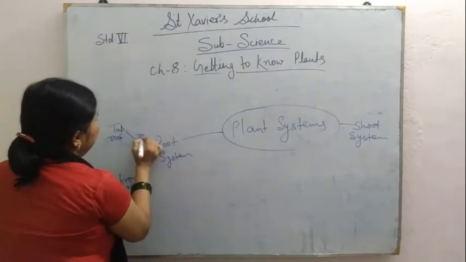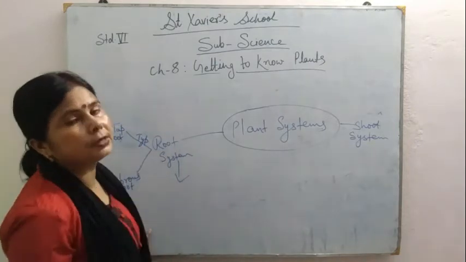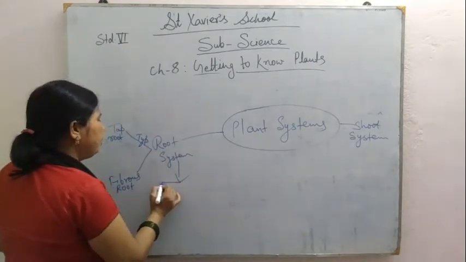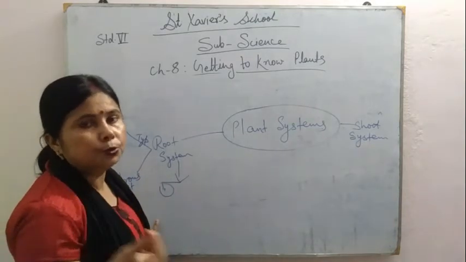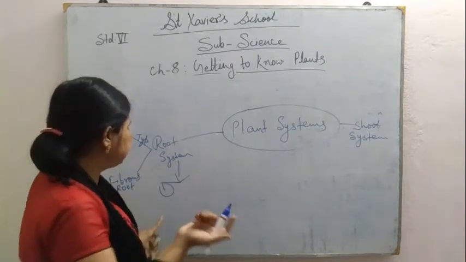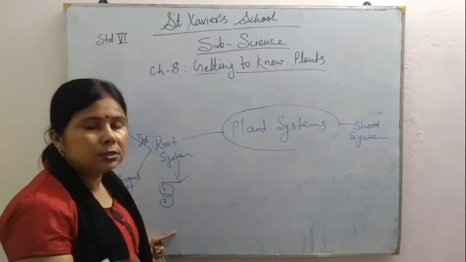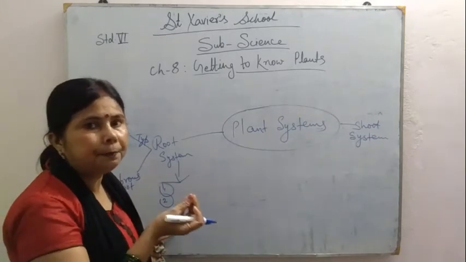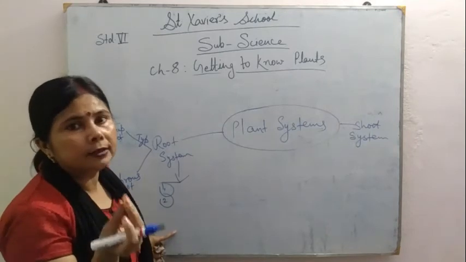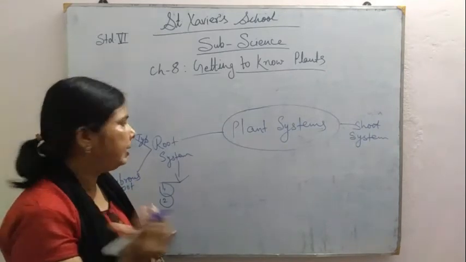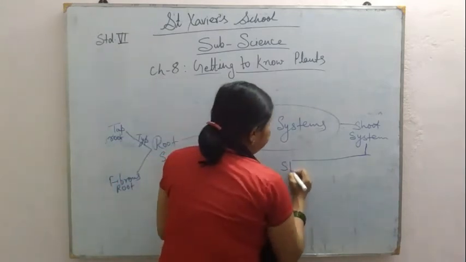This is the type and function of root. What are the functions of root? The first function क्या है root का? First, it fixes the plant to the ground. ये ground में fix करता है. Second, it transports water and minerals to different parts of the plant. And third, it protects soil erosion.